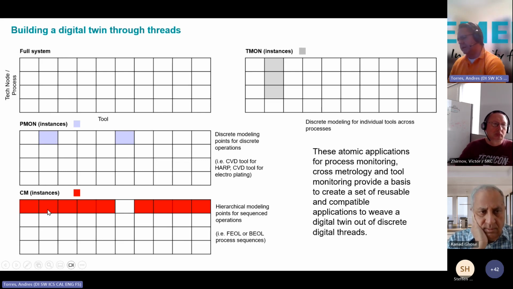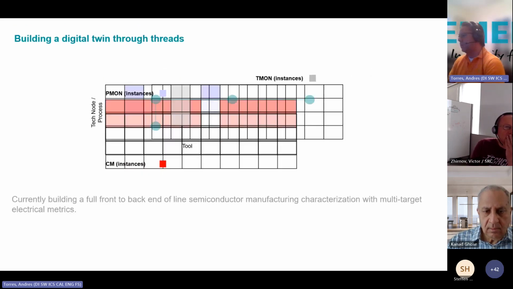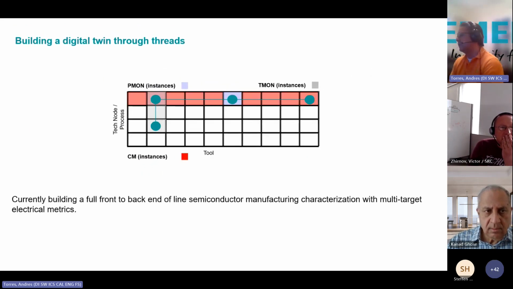You can think of cross metrology as something that is able to concatenate multiple processes together across multiple tools. And then you can think of tool monitoring as something that is basically monitoring a tool across multiple tech nodes and processes. At the end of the day, the whole point of having a unified view of all of these different pieces is that now we can start answering very interesting questions.